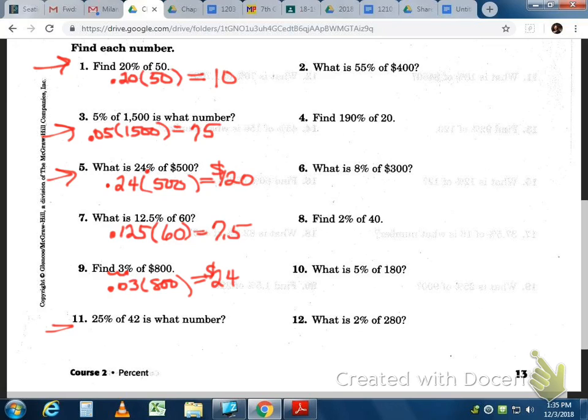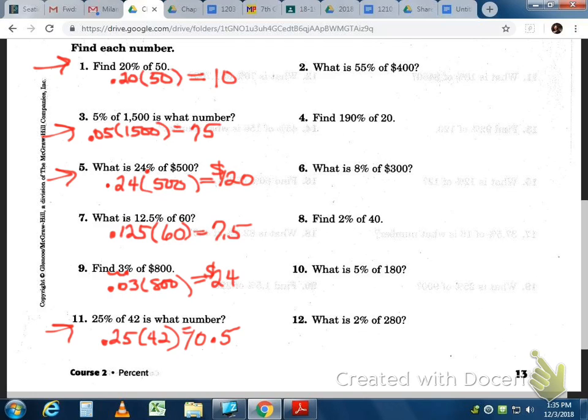Okay, last one. 25% of 42. Caden Baker, what's 25%? 0.25, and of is times 42. 10.5.